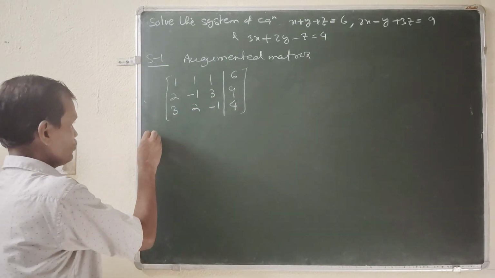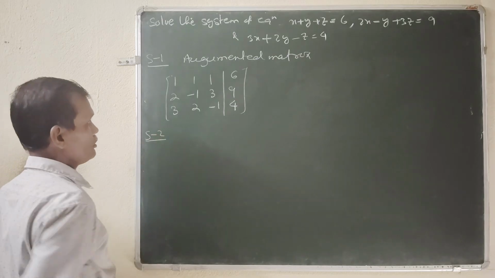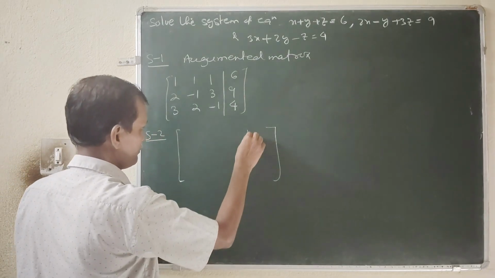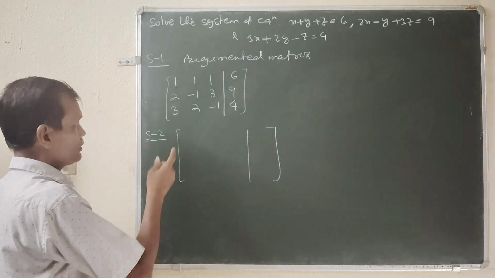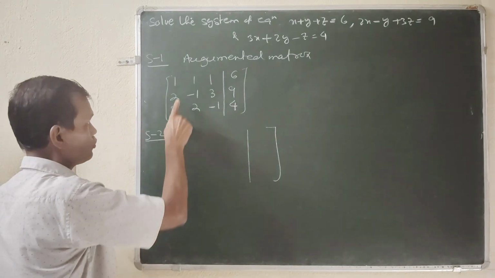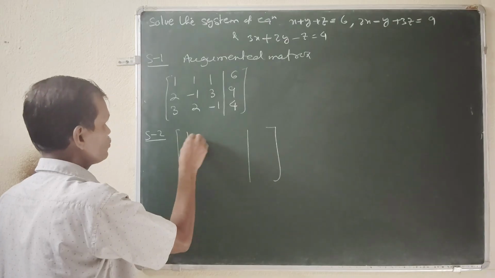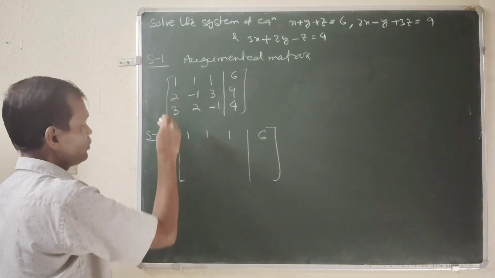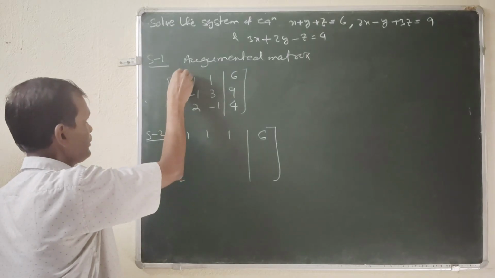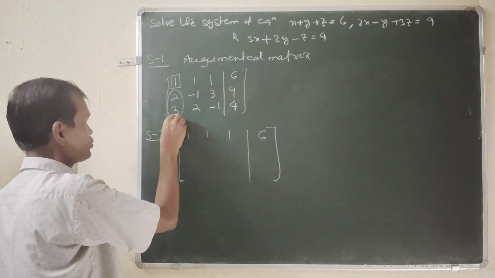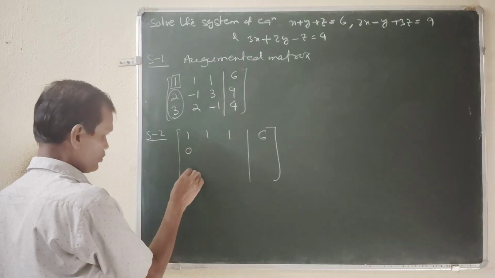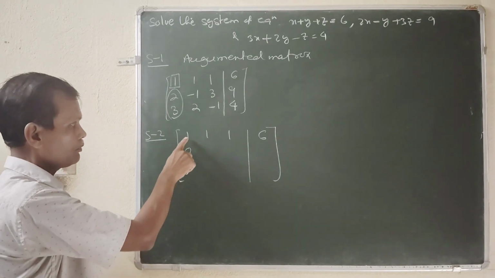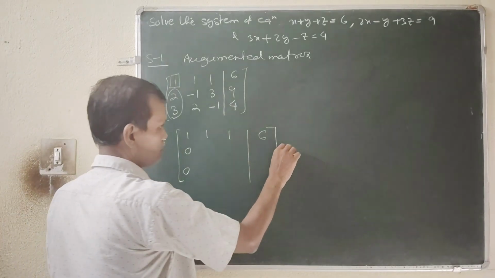Then step 2, we do the row operations. See how we do it. When we come from step 1 to step 2, we will not change row 1, that is 1 1 1 6, and we will change row 2 and row 3. This is the pivot element and we will make these two as 0. So first you write 0 0, then you think how we can make these two as 0 with the help of row 1.